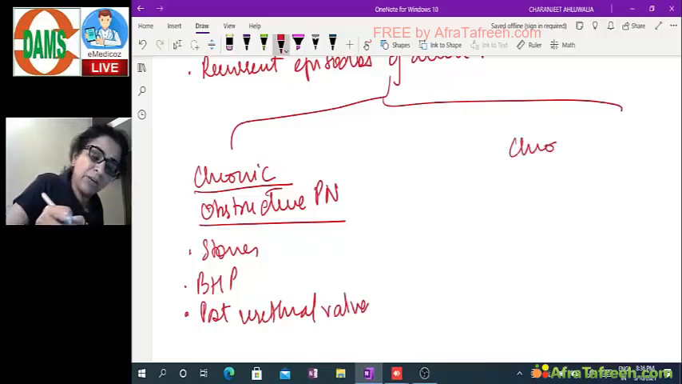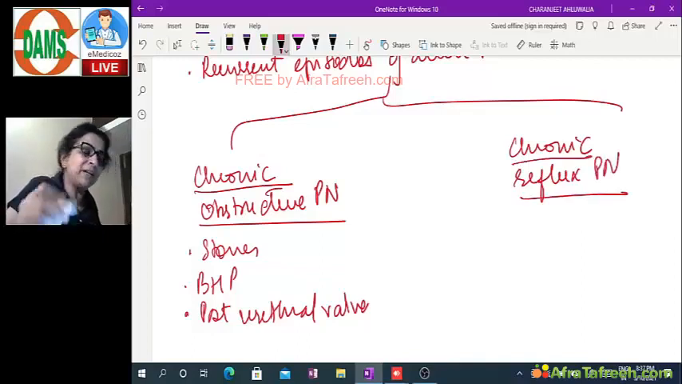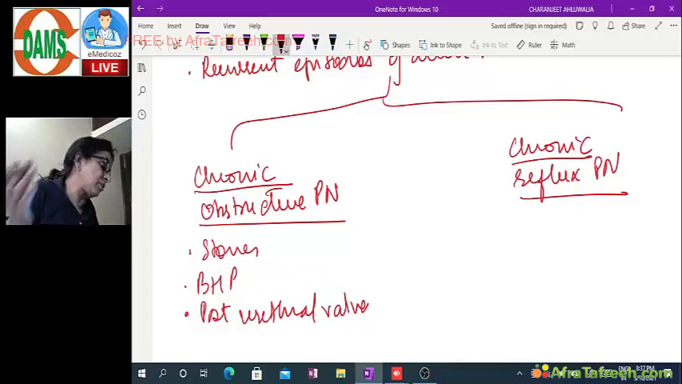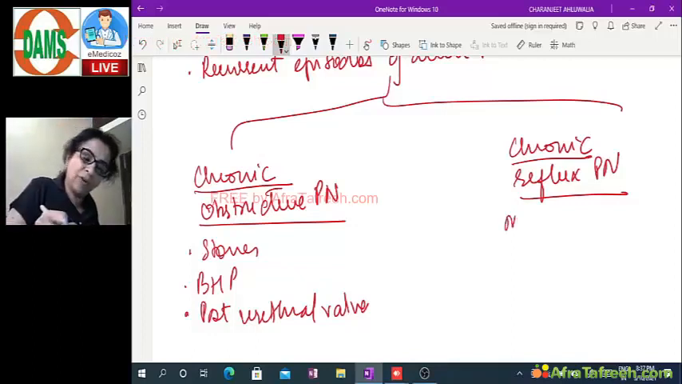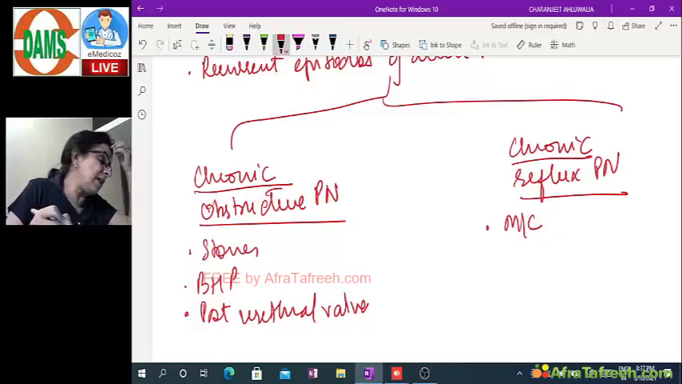Second can be chronic reflux pyelonephritis. The second cause of chronic pyelonephritis is that chronically there is reflux of urine from the bladder back into the kidney. This is the most common cause of chronic pyelonephritis, and it is usually seen in case of vesico-ureteral reflux.